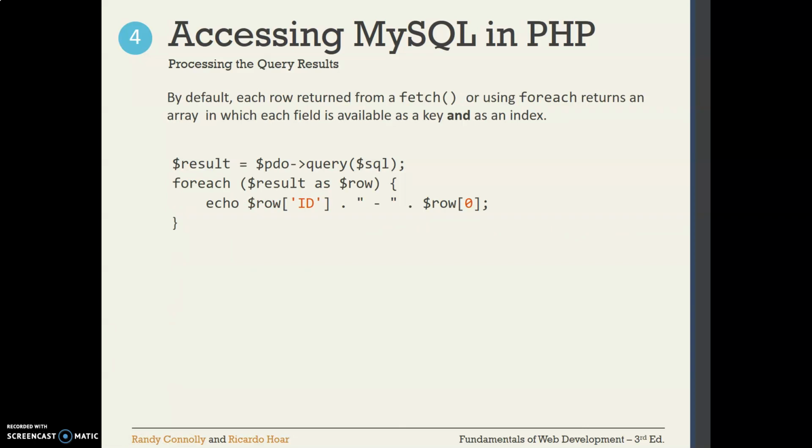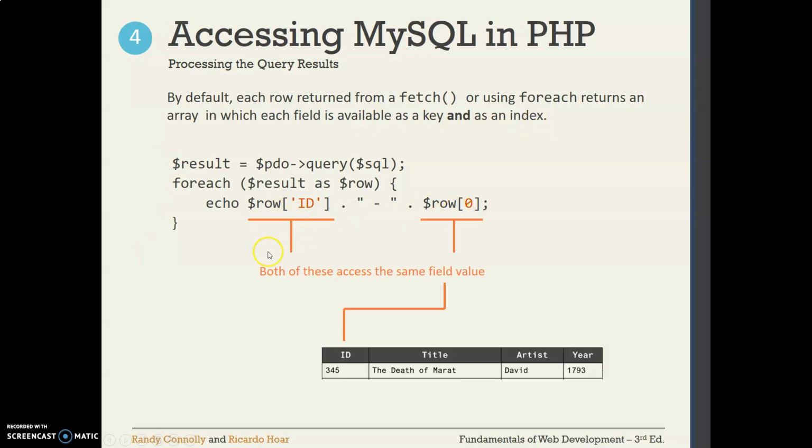Here's where things get a bit more interesting. Each row returned from a fetch or foreach is actually an array in which each field is available as both a key and as an index. So in fact, these both access the same field. This is kind of powerful. It does get you into trouble later when you try to do a JSON export, but we'll talk about that a little bit later. I think my software limits me to 15-minute videos, so I guess I'm going to have to break this section up into yet another video.